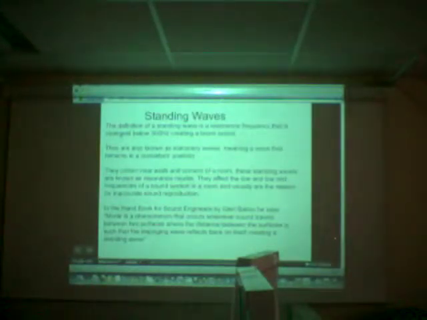In the Handbook for Sound Engineers by Glenn Ballou, he says, mode is a phenomenon that occurs whenever sound travels between two surfaces, where the distance between the surfaces is such that the impinging waves reflect back on themselves, creating a standing wave. What that means is that the distance between the two reflecting walls is equivalent to half a cycle of a standing wave. So when the frequency starts to reflect upon itself, it starts to create standing waves.